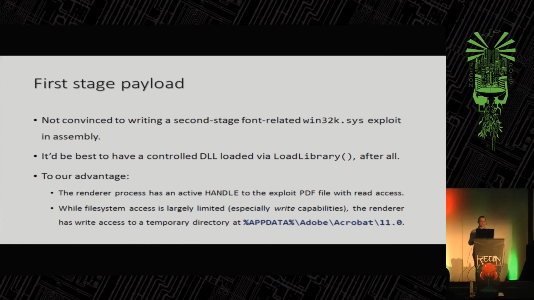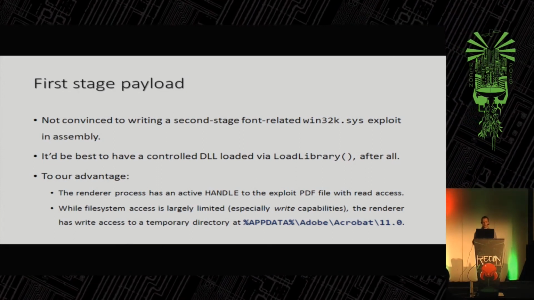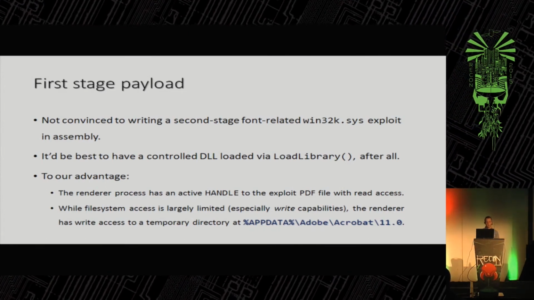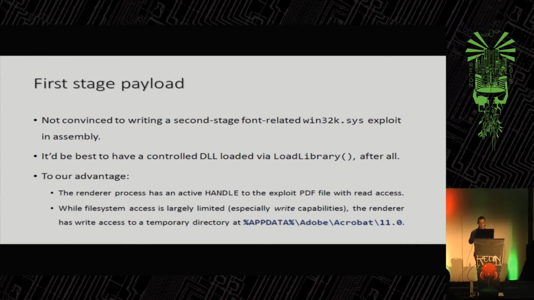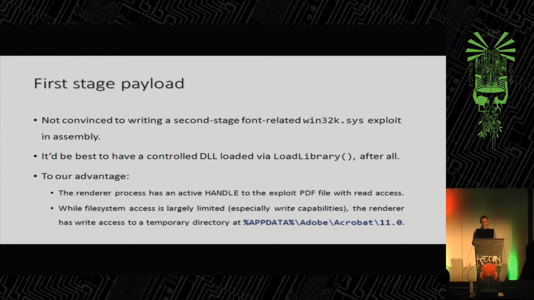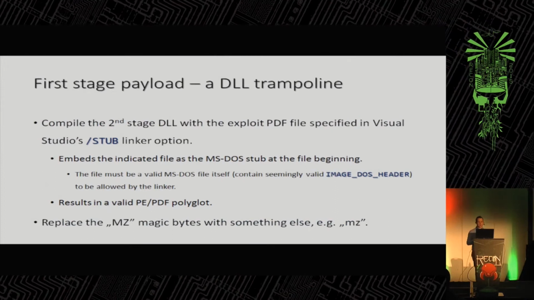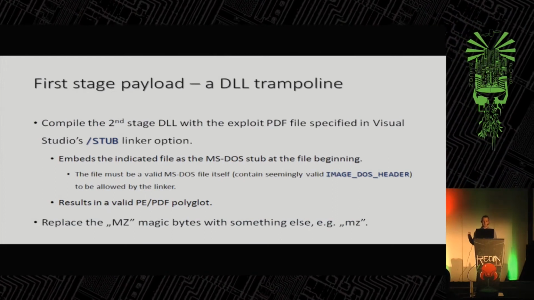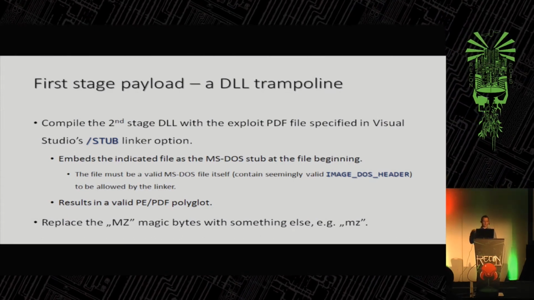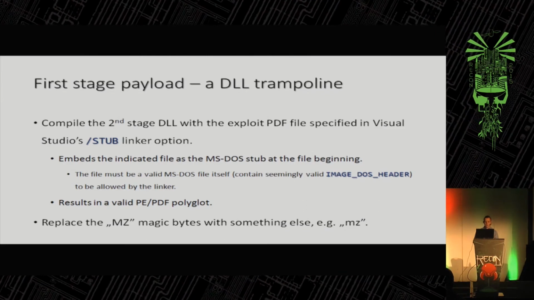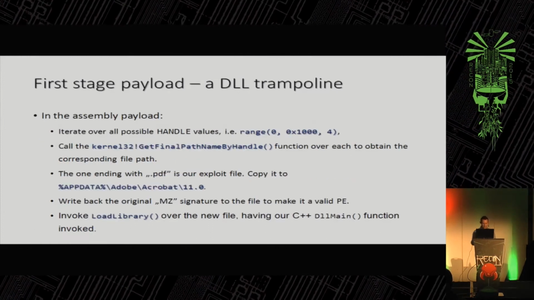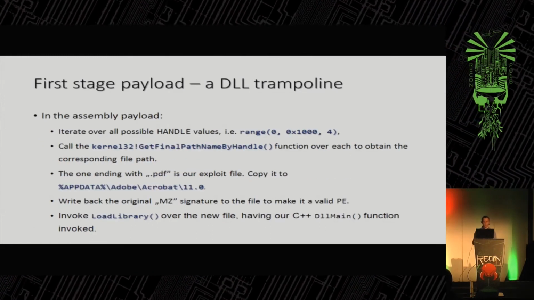And to our advantage, first of all, the renderer process at the time of the exploitation holds an active handle to the exploit PDF file with read access. And secondly, even though the sandbox process is quite limited when it comes to writing capabilities to the file system, it can write to a temporary directory in AppData Adobe Acrobat 11. So the idea would be to compile a second stage DLL with the exploit PDF file specified in the stub linker option in Visual Studio in order to create the polyglot. Then replace, of course, the first two magic bytes with something else, for example, small mz letters. And that way we create the PDF/PE polyglot.